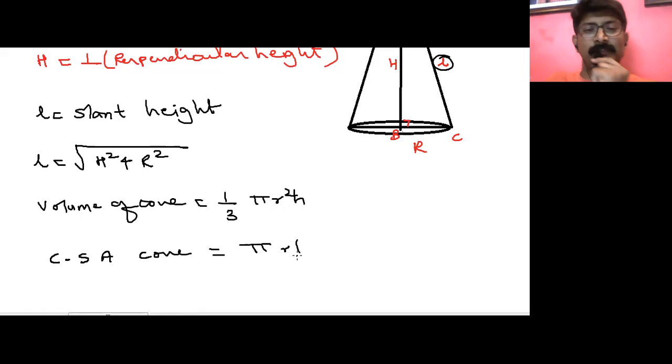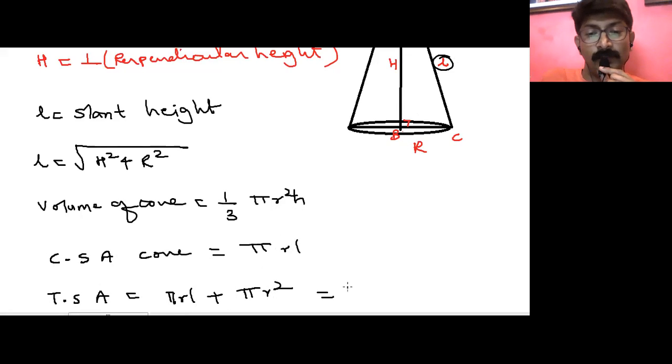Now some people will ask, what is the derivation of all these things? Don't worry students, the derivation part will come once you learn integration in standard 11th or 12th. Then there is the total surface area. Total surface area is obviously pi RL, that is the curved surface area, plus the base area, isn't it? So total surface area means curved surface area plus base area. So pi RL plus pi r square. Out of that, pi r can be taken out common, so it will be pi r times (L plus R).